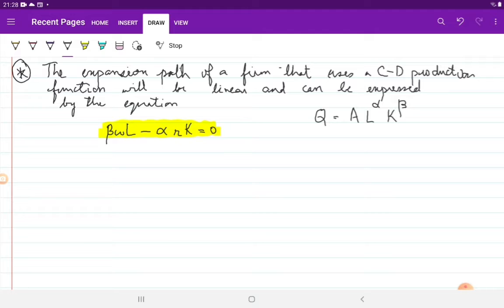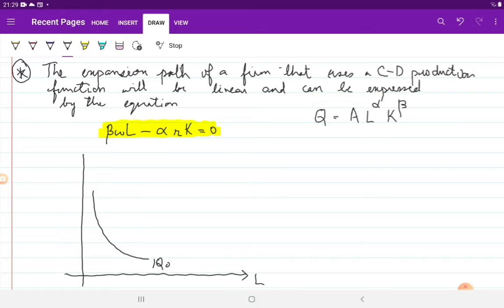Now, in order to understand as well as prove this property, I will first discuss the concept of an expansion path. Now, we know that given a target level of output, such as IQ naught, where you have labor on the x-axis and units of capital on the y-axis, to produce this target level of output represented by isoquant IQ naught, a rational producer will always want to do so at the minimum possible cost.